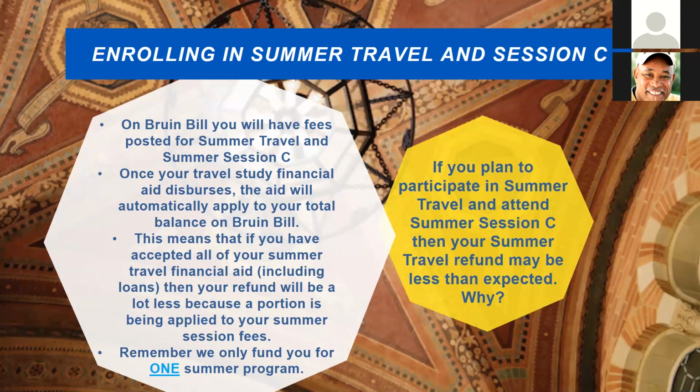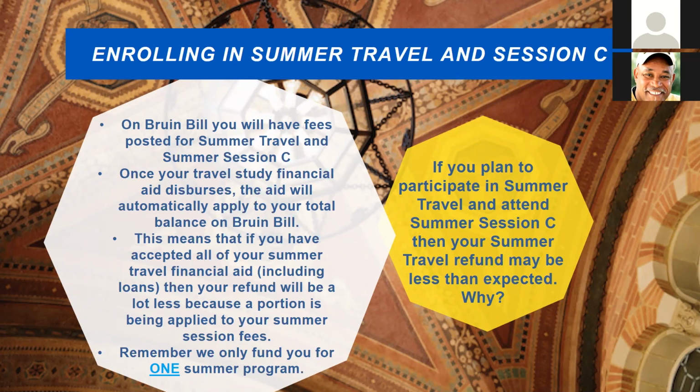So I'm using this as a hypothetical. Let's say your summer travel program is $1,000 and your session C is $1,000. On your bill, it will reflect that you owe $2,000. Then let's say that you're getting $1,500 in financial aid for your summer travel program. And like you were saying, you were doing $1,500 in hopes that you would have $500 left over so that you could use that to help pay for your rent or meals or whatever, or your airfare.